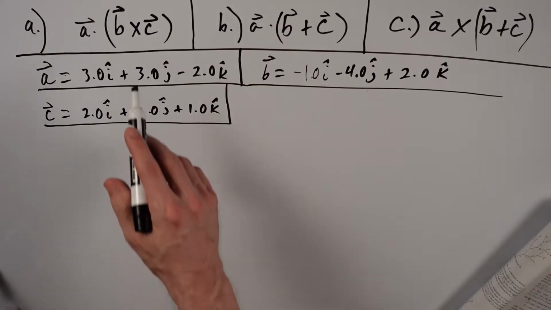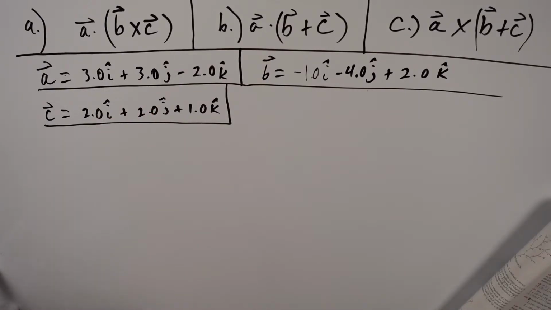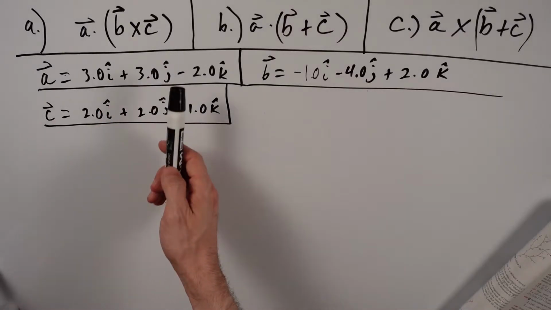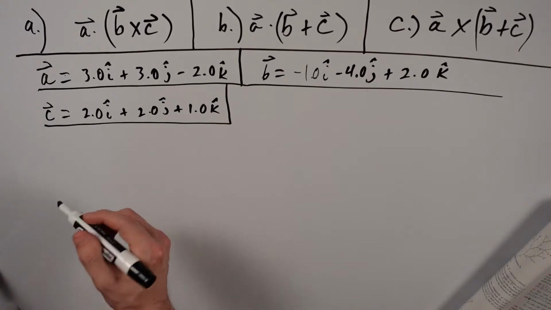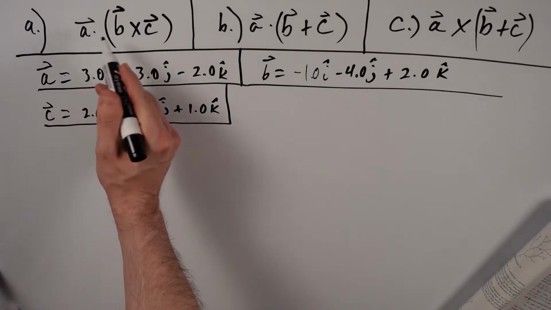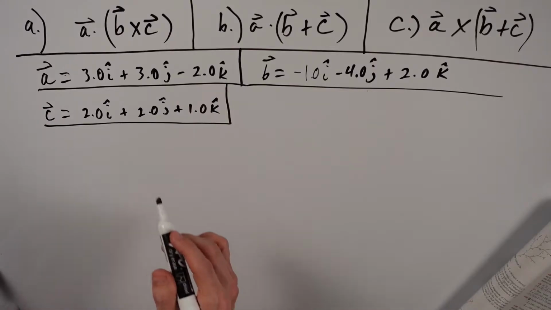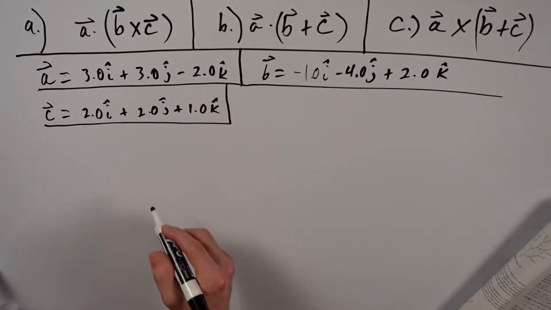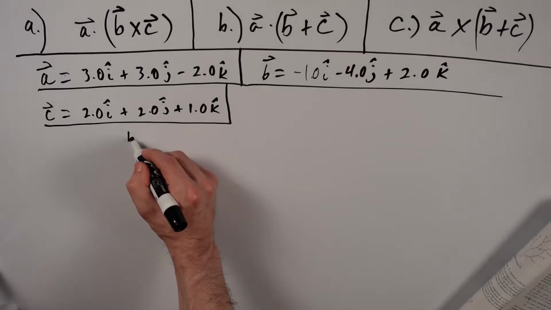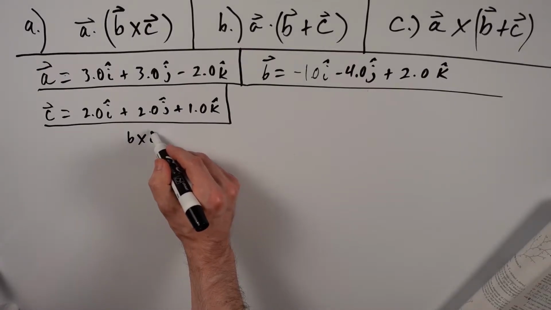When you do these, you always want to follow the same mathematical operations that you would in, say, an algebra problem. So we have what's inside the parentheses. We want to do this first, because that's the only way we're going to be able to dot this. So we have B cross C. In order to do that, we're going to do B cross C.